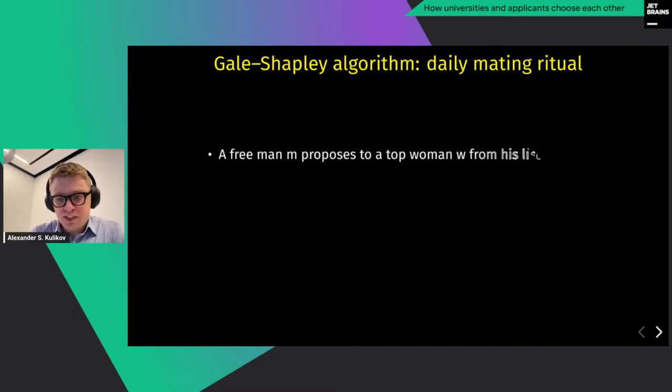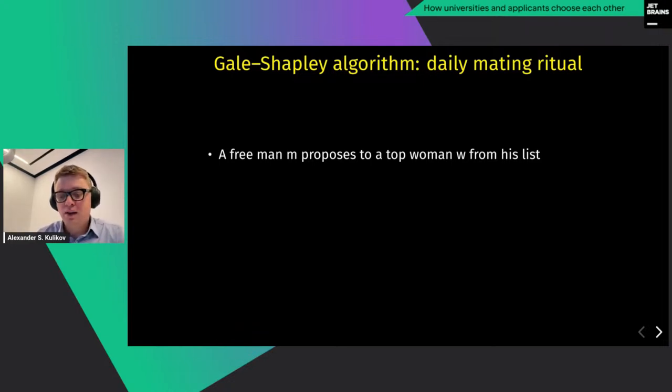Okay, so the algorithm is very simple, and it consists of a single while loop, or we can think about this while loop as a daily mating ritual. Every day the following happens: a man who currently has no pair, in other words a man M who is not engaged to any woman at this point of time, selects a top woman from his preference list. Assume that the top woman from his list is denoted by W.